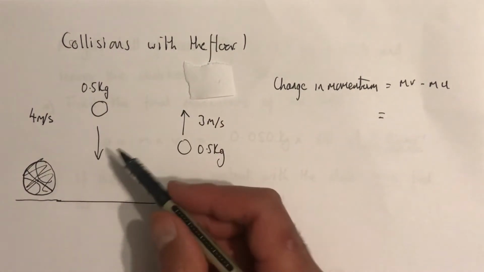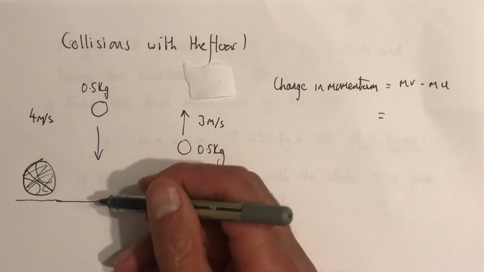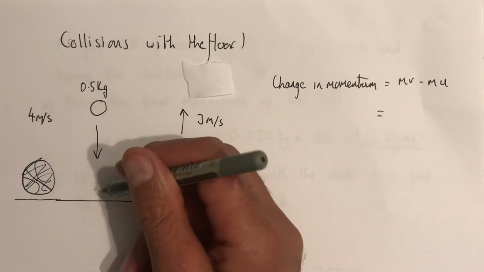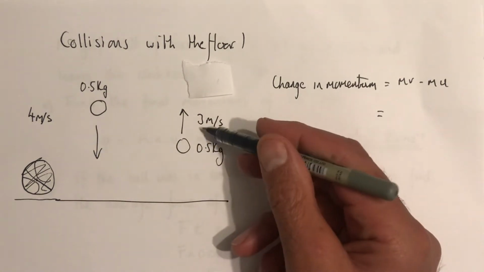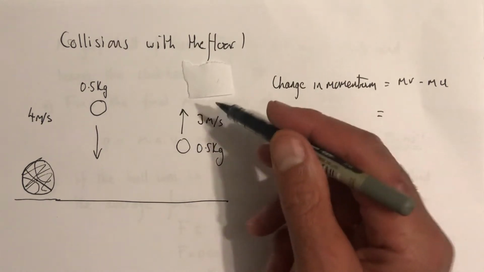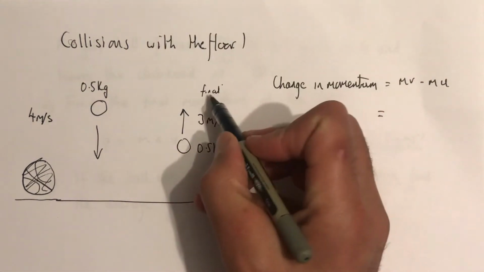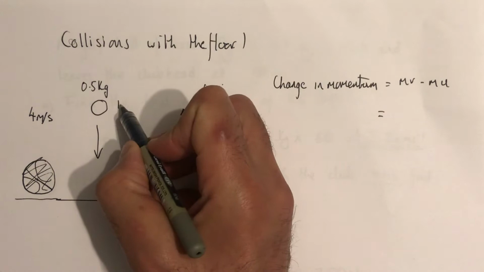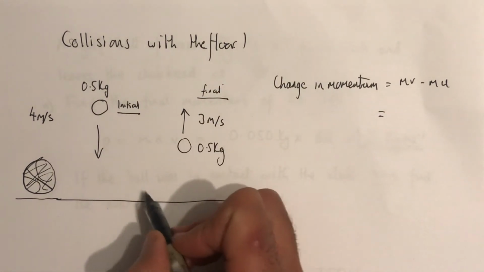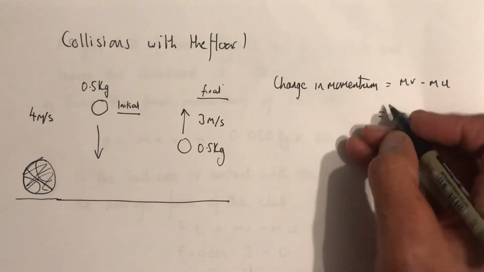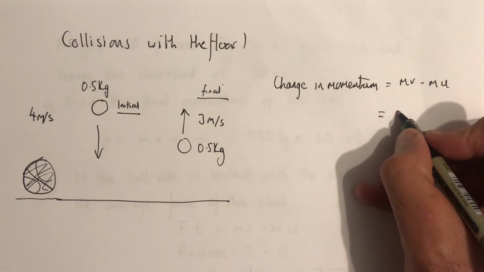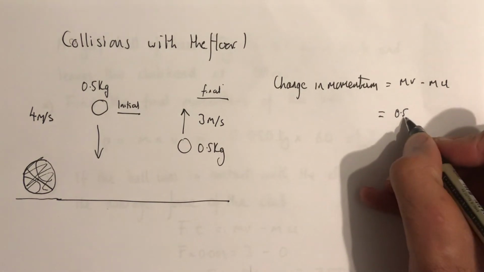Anyway, here's my basketball. So let's work out the change in momentum. It's momentum before, going at 4 meters per second into the floor, and it bounces off, and it's going slightly slower as it bounces back up. So this is the final state. This is final, and this is initial. And because this is all about the bounce, which is the collision with the floor, my final is going to be the mass, 0.5, times by 3.